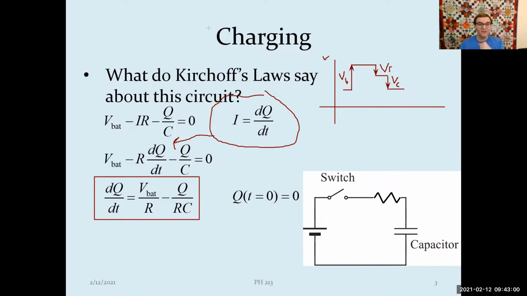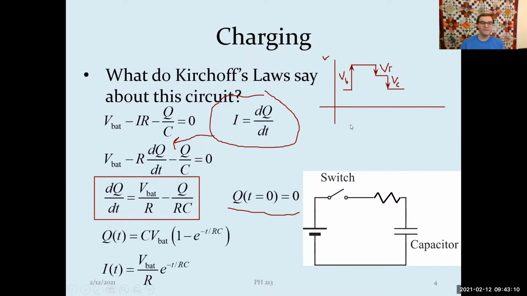So I'm just going to go ahead and write down what the answer to this differential equation is, with the initial condition that the charge on the capacitor is 0. So that means the capacitor started out uncharged. And when I do that, the result that I get is that the charge as a function of time looks like this exponential function. And the current as a function of time also looks like an exponential function. And I've written both of those in terms of all the other constants that I know: the resistance of the resistor, the capacitance of the capacitor, and the voltage of the battery.